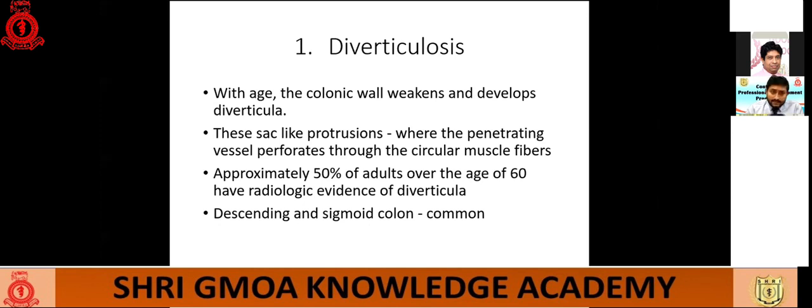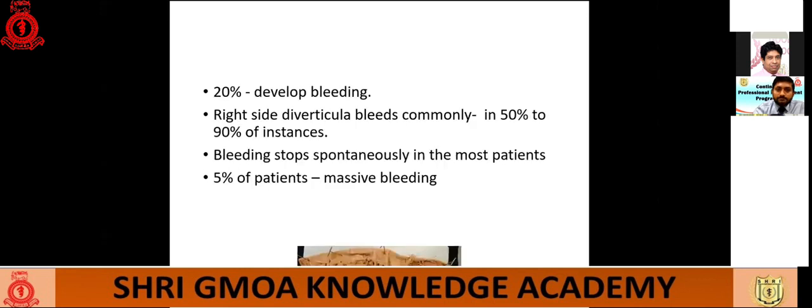It's interesting that after the age of 60 years, around 50% of people have radiological evidence of diverticulosis, but not all of these are symptomatic. Out of these, about 10 to 20% become symptomatic. The commonest site is the left colon. Mainly in developed countries, diverticuli are more seen in the left colon because of the low fiber diet in developed countries. That's why they have more left-sided colonic diverticuli. Out of these, 20% develop bleeding.